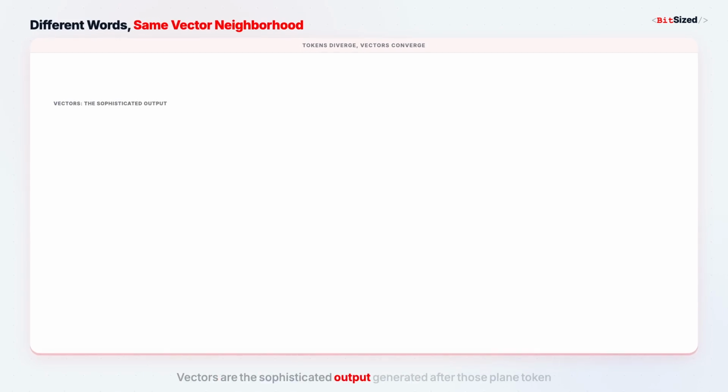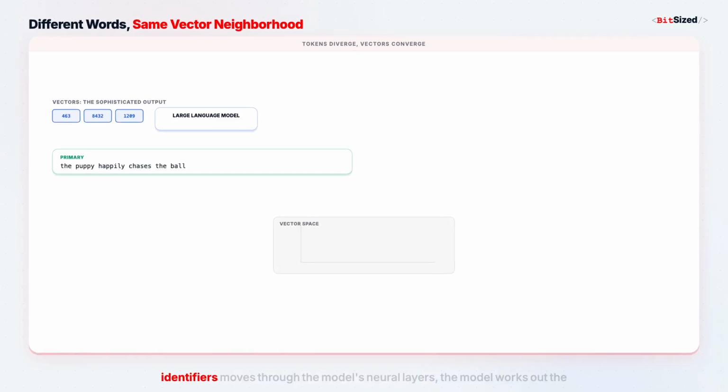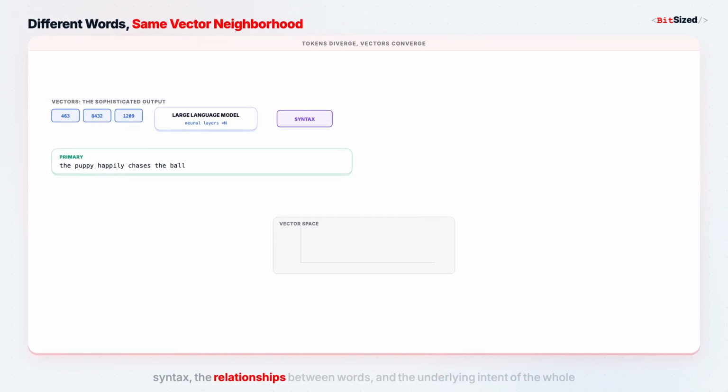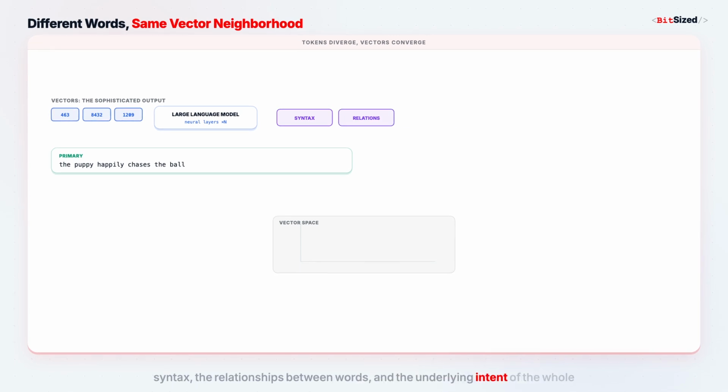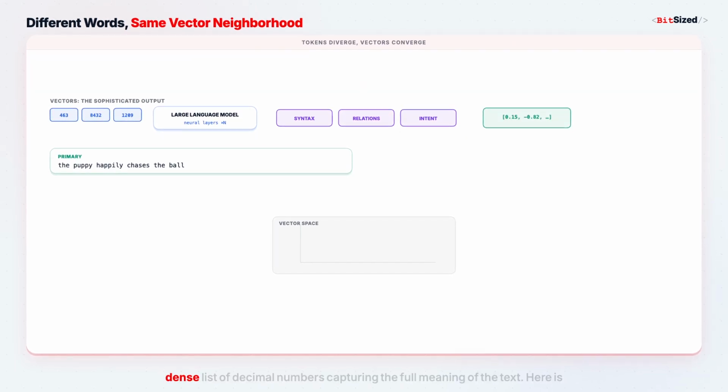Vectors are the sophisticated output generated after those plain token identifiers pass through a large language model. Once that list of simple identifiers moves through the model's neural layers, the model works out the syntax, the relationships between words, and the underlying intent of the whole sequence. The resulting vector embedding is not just an identifier map, it is a dense list of decimal numbers capturing the full meaning of the text.